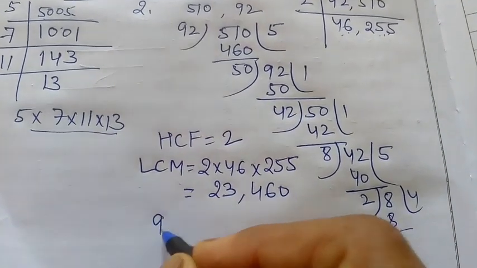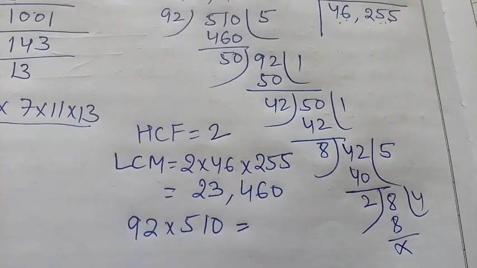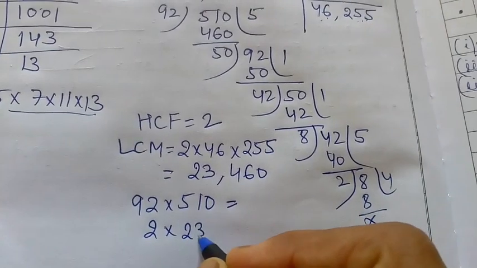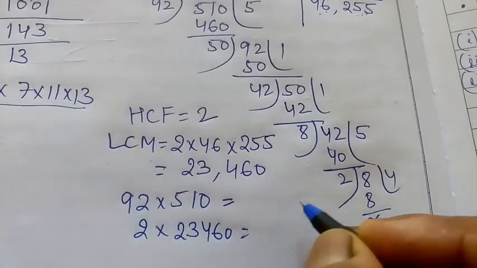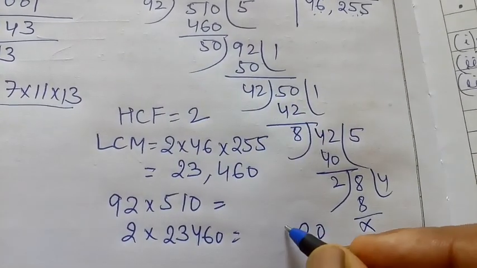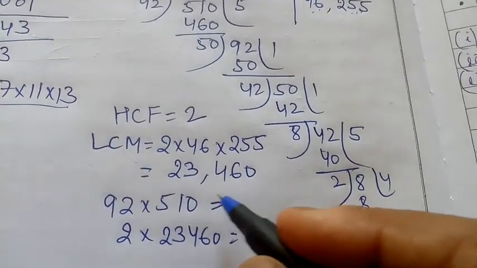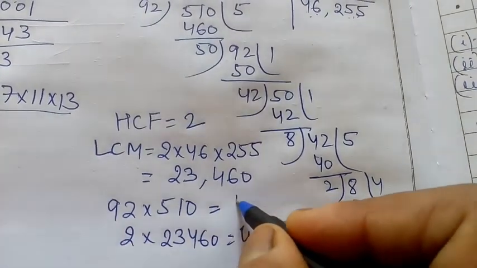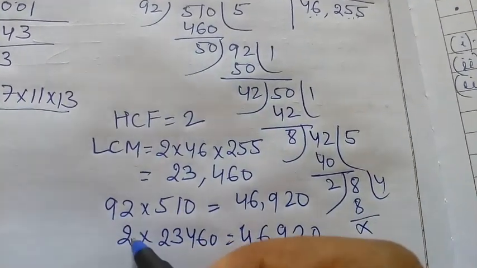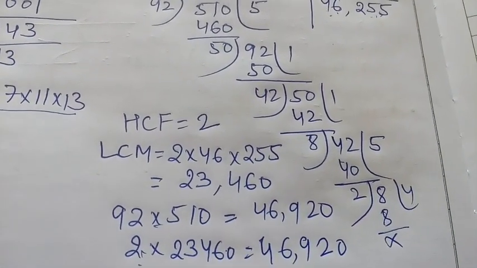Product of these two numbers, 92 into 510 equal to, and HCF into LCM, 2 into 23,460. This will also equal to each other. 2 6 is 12, 46,920. It means this will also be 46,920. The product of two numbers equal to the product of their HCF into LCM.